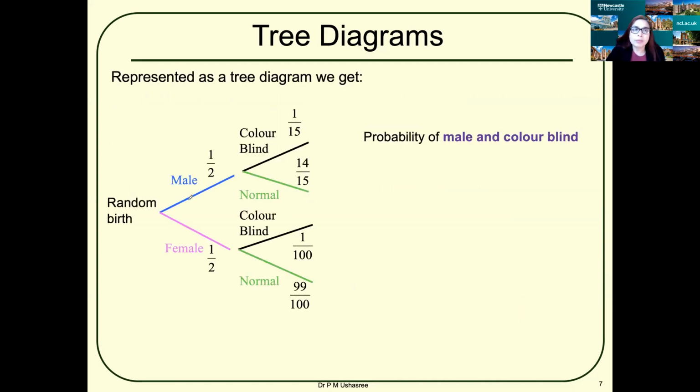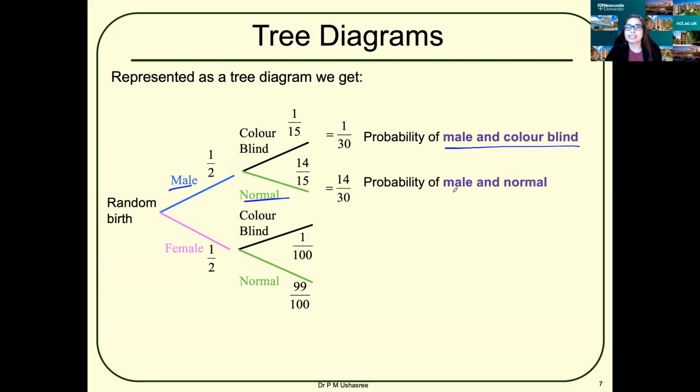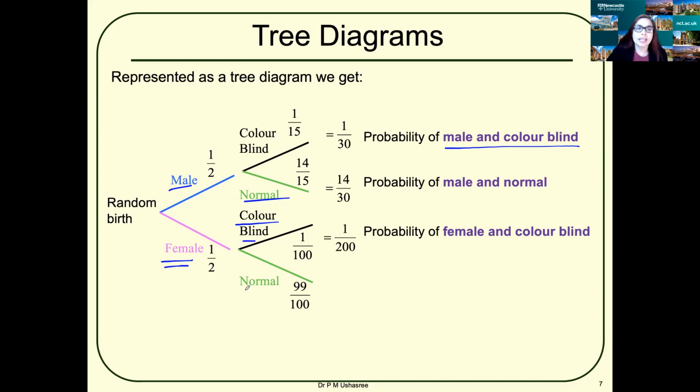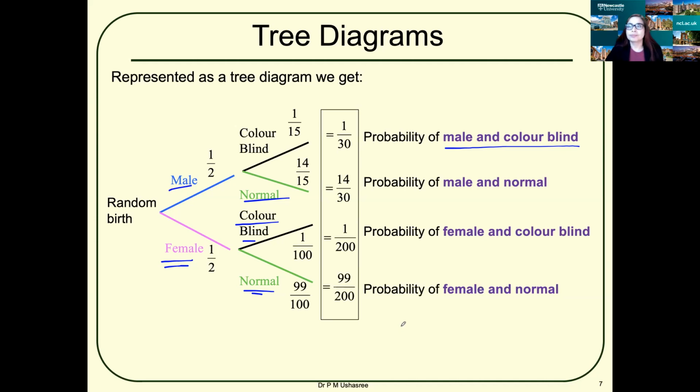So these probabilities together will give you the probability of male and colorblind. And what will it be? 1 over 30. What is the probability of having a male that is normal? 14 over 30. Yeah. What is the probability of getting a female colorblind? 1 over 200. What is the probability of getting a female and a normal child? So it's going to be 99 over 200, yeah? Okay, so that's how it is.